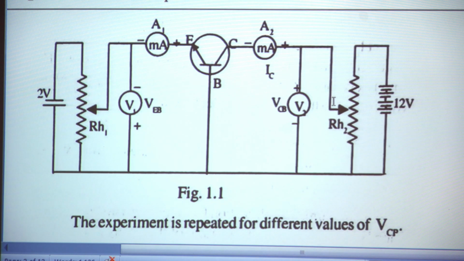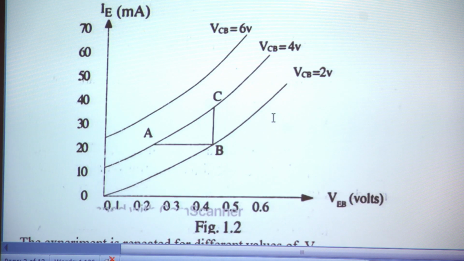Then by moving the rheostat RH2, we can give different values of voltage, that is VCB, collector base voltage, to the collector side. To measure the collector current flowing, we are connecting an ammeter, milliammeter A2, and to measure the voltage between the collector and base, we are connecting a voltmeter V2 that measures the VCB, the collector base voltage.